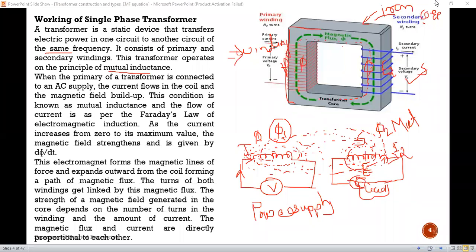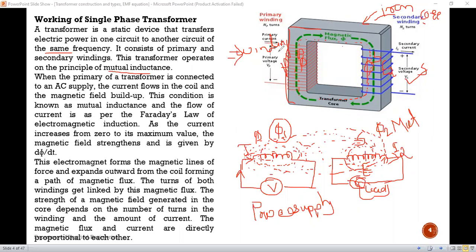Yes, sir. Okay, so this is simple. I have drawn a diagram. This can be placed in a special construction. See, when the primary of the transformer is connected to an AC supply, notice from this diagram: here is one coil, the primary coil, and here is the second coil, the secondary coil.